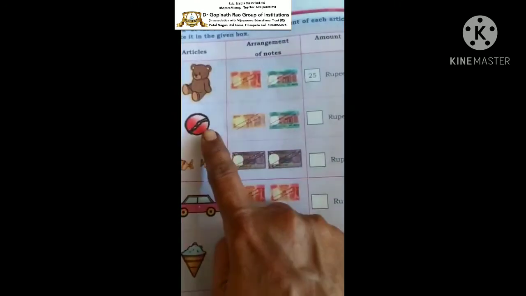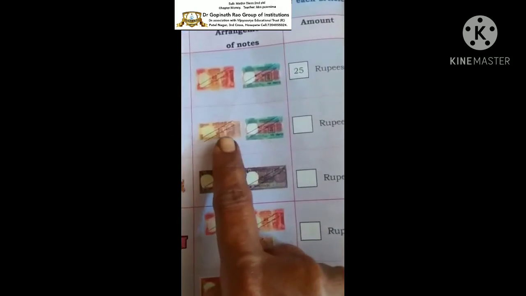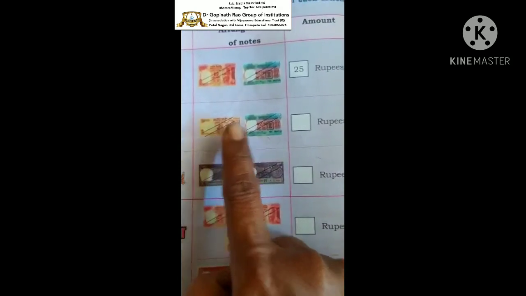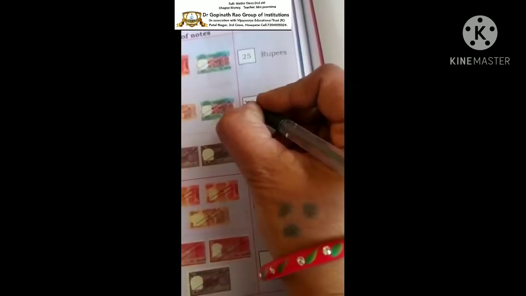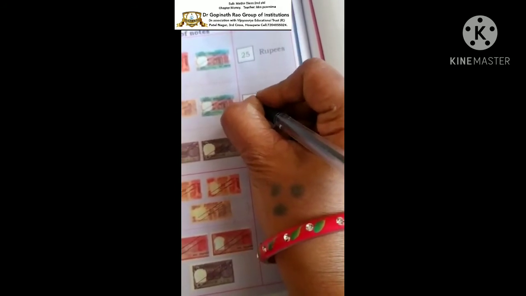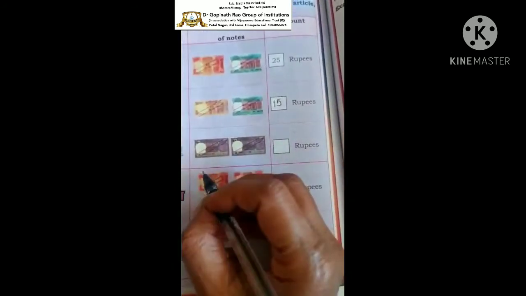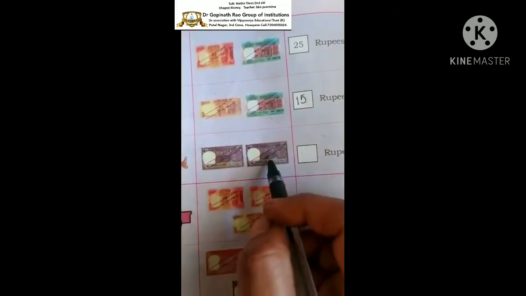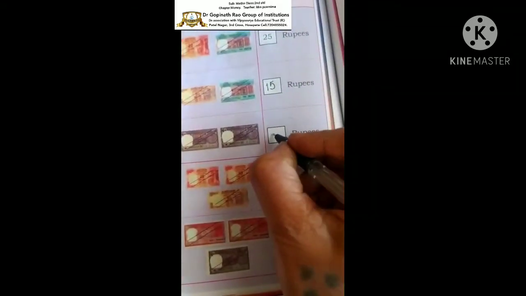In the same way, here we have a ball. 10 rupees currency, 5 rupees. 10 plus 5 is 15, children. We have to add and write that. Okay. Now observe 2 chocolates. We have only here 2 1 rupees. That equals 1 plus 1 is 2.